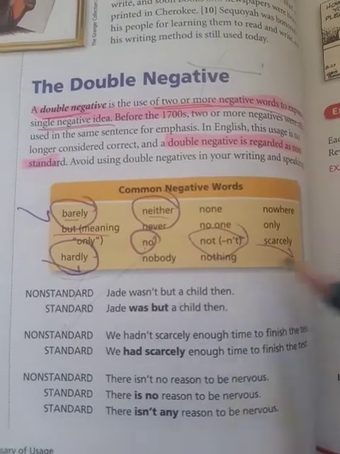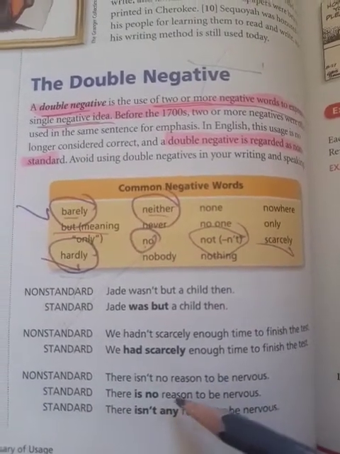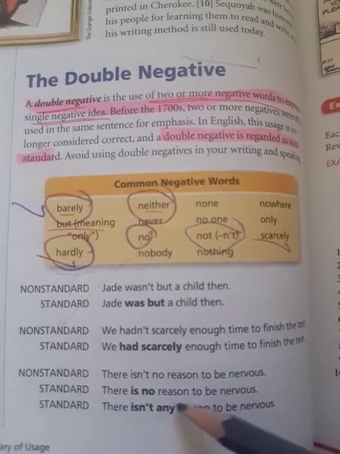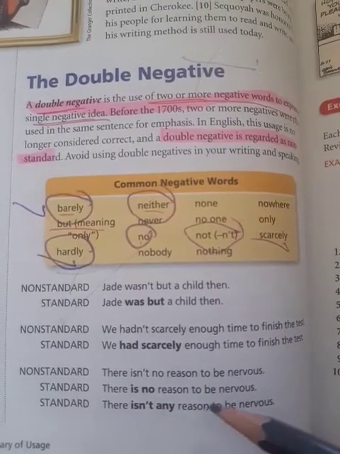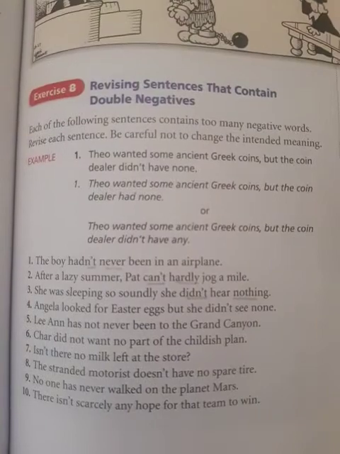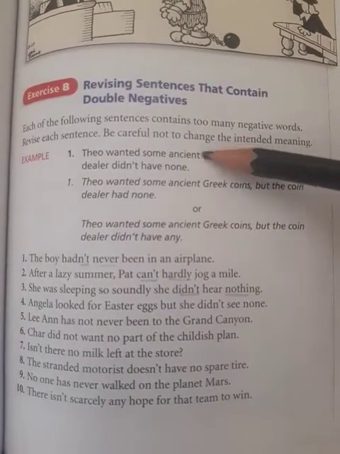It's okay. So you have to correct one. There isn't any reason to be nervous. You can say there is no reason or there isn't any reason. Okay, so you have to correspond. For example, if you move to exercise 8, you have to revise the double negative here.